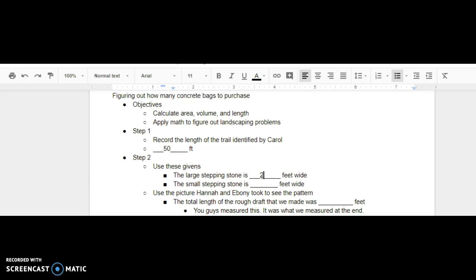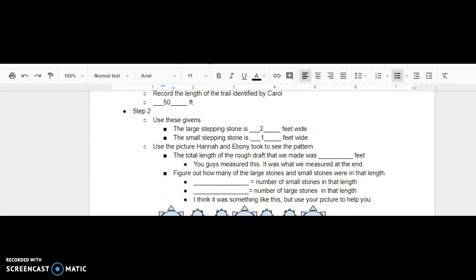So the large stepping stones were 2 feet wide. I don't know for sure. You're going to have to go up to the front of the classroom and measure them. The small stepping stones, this again is wrong. You need to come up with how many feet they actually were in that range, or you can come up with how many inches in that range. It doesn't matter. You can change these to inches or feet. Just make sure you have your label.